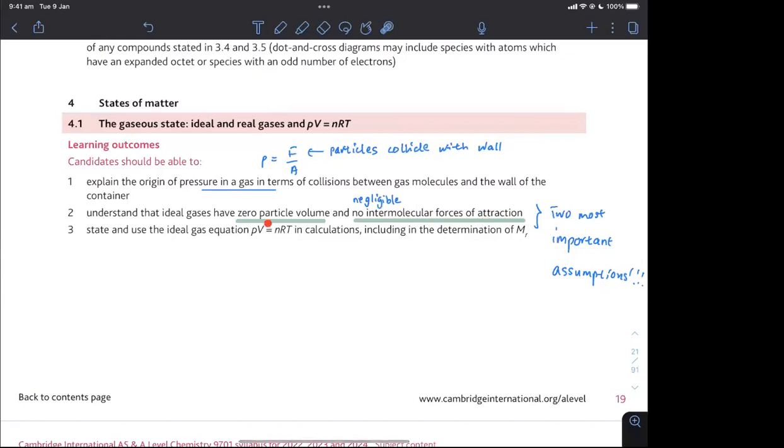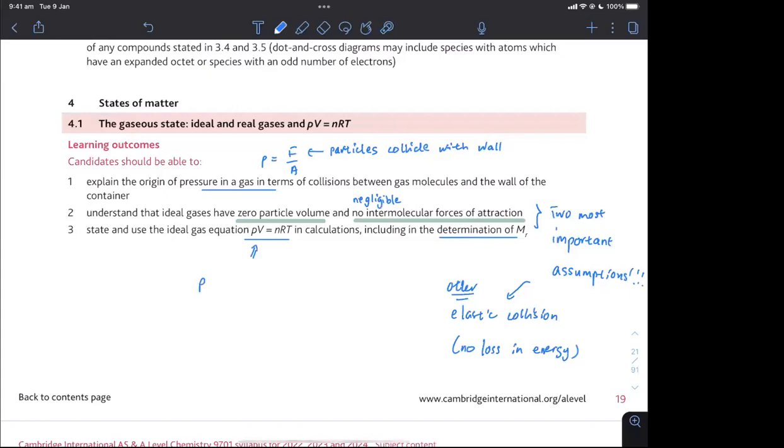They also assume to have zero particle volume. Some other assumptions include elastic collisions. Elastic collision means no loss of energy when they bump into each other, so it's 100% conservation of energy. What else? State and use the ideal gas equation, PV equal to nRT, in calculations, including the determination of Mr.